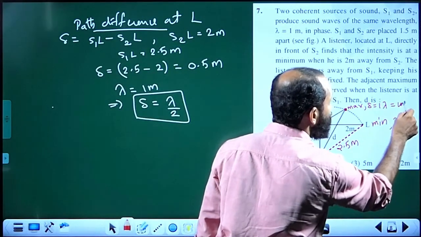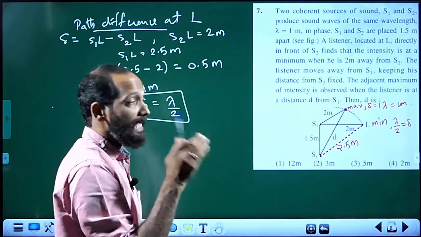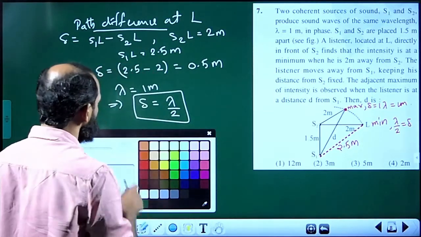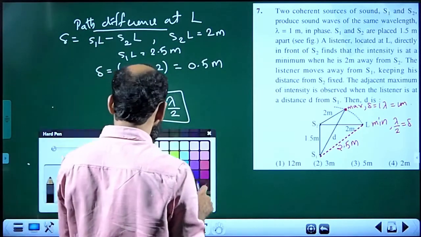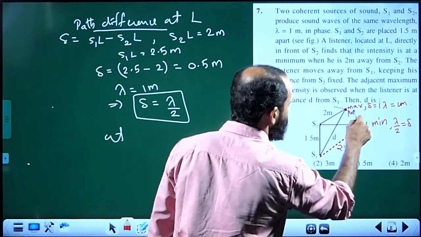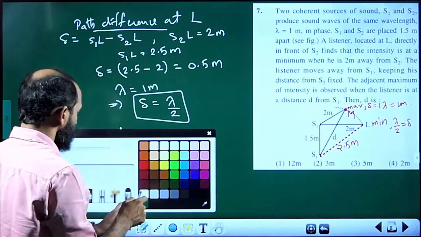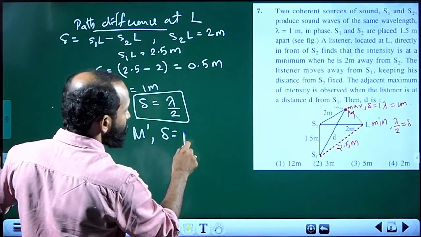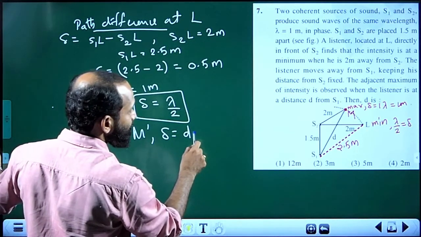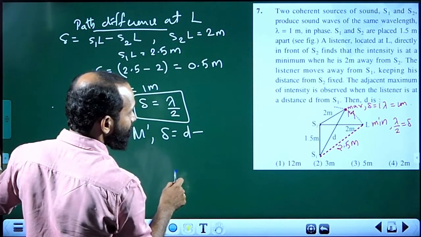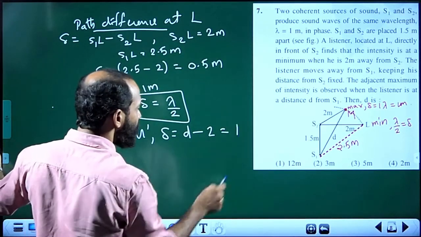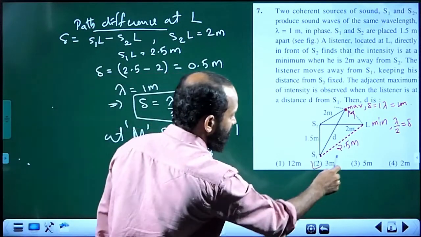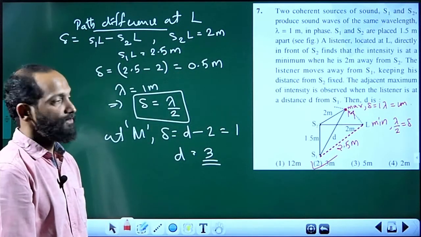That means 1 meter is the path difference, because lambda is 1 meter, it is given. Now what is the equation for path difference? At the new point, let that point be named M. At the point M, what is the path difference delta? Delta is equal to d minus 2, and that is equal to 1. So d is equal to 3. So the correct answer is 3. The second option is the right answer. Okay, it's a very nice one.